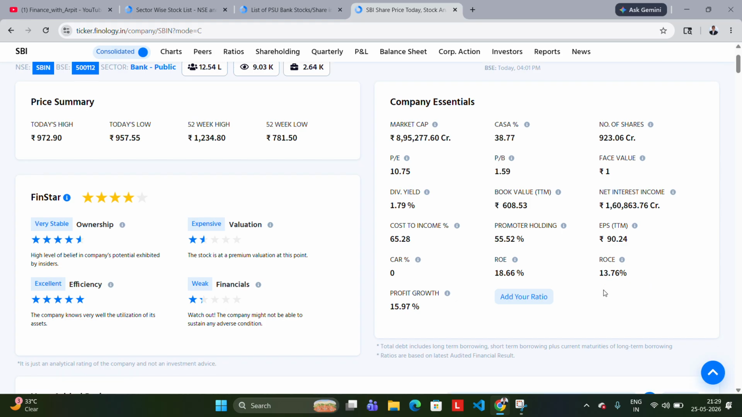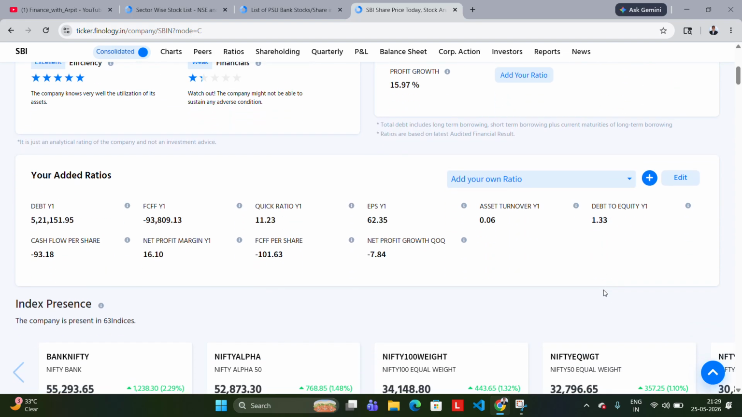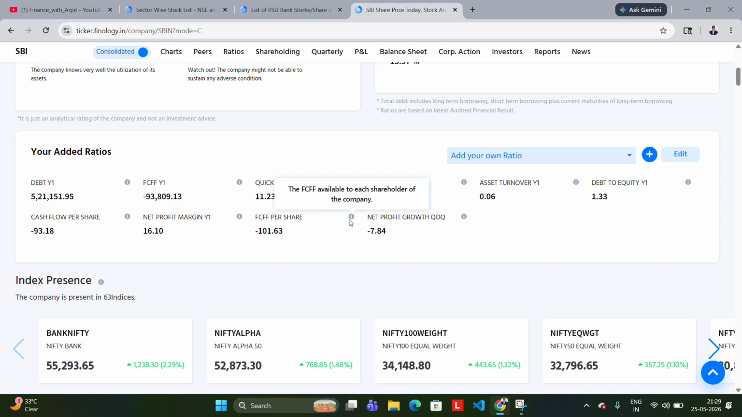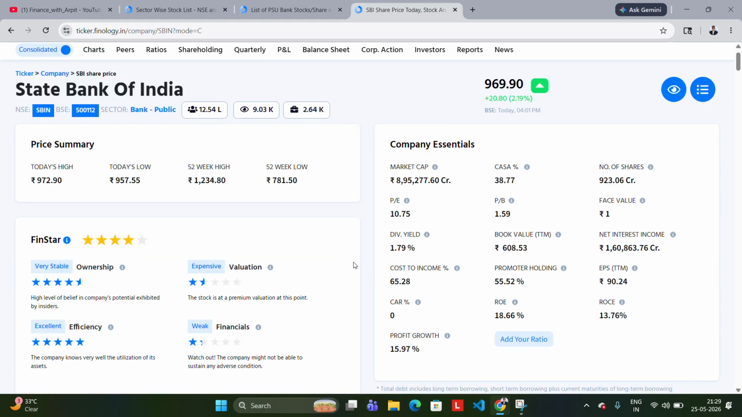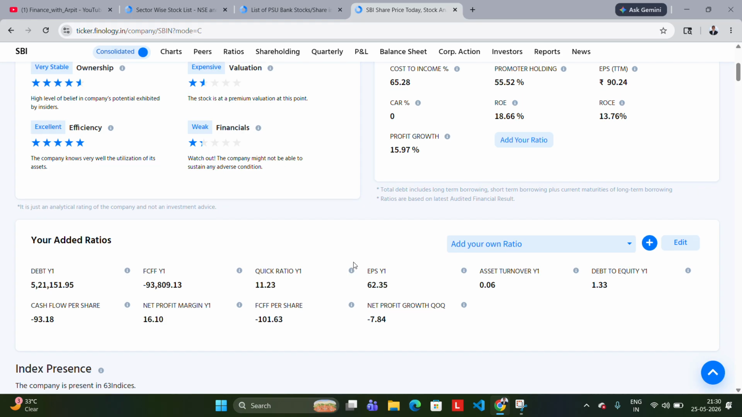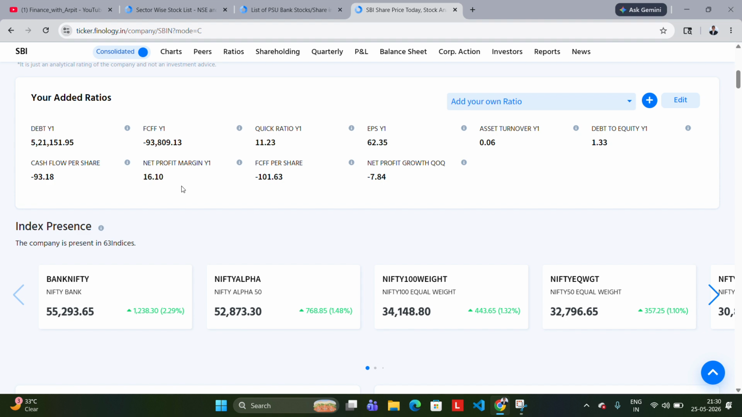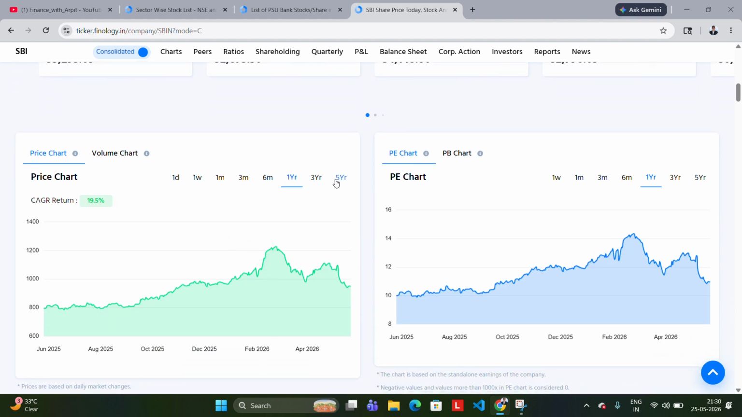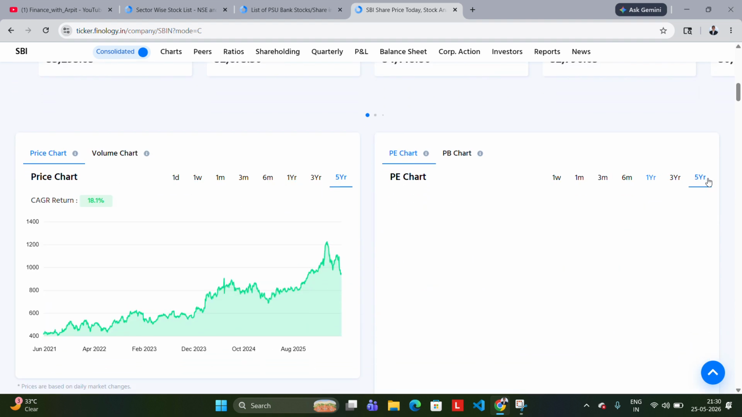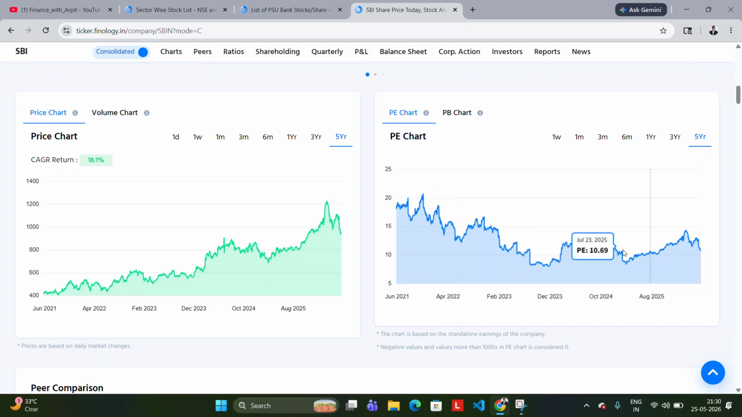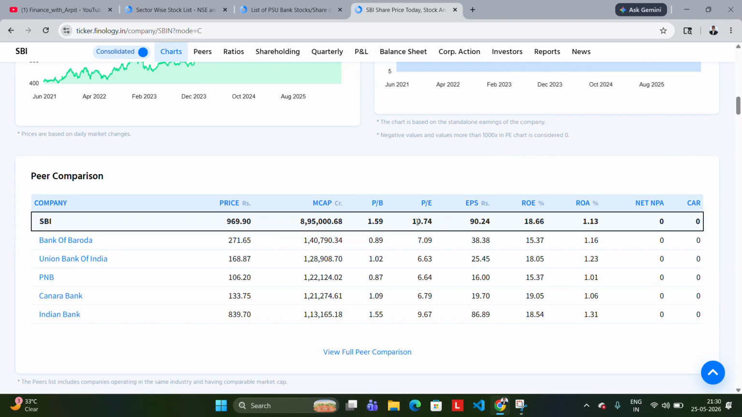ROE and ROCE we should not see for a bank. It's not that kind of ratio. FCF is negative, which means they are still setting up, and the cost of the website and running all the branches is still higher. As we know, debt is generally higher for a bank, so we should not consider it. P/E ratio is lower according to me. Yeah, P/E ratio is higher in all these banks.